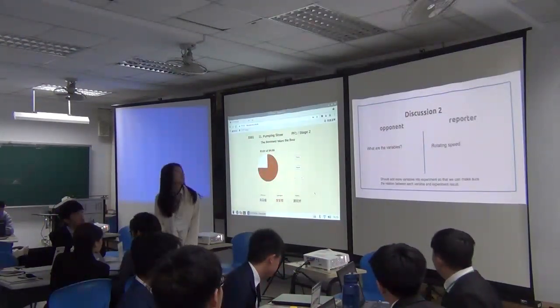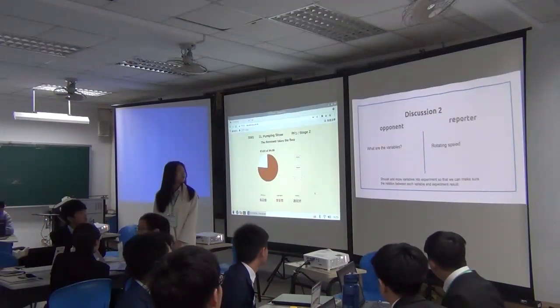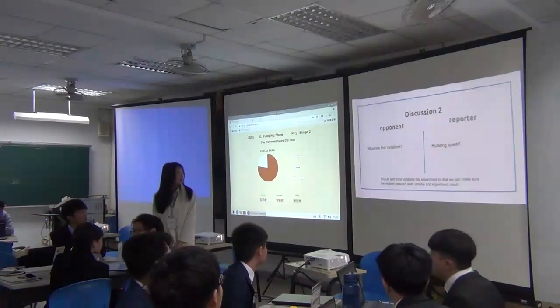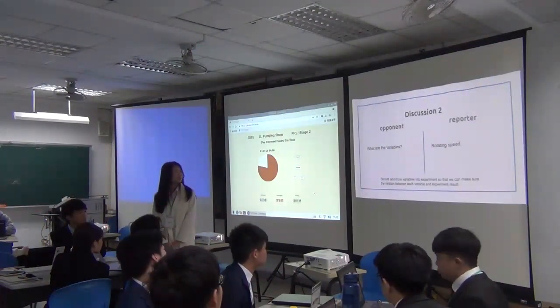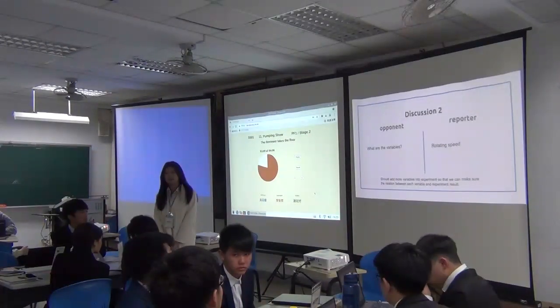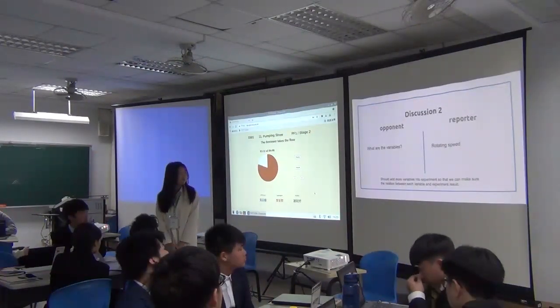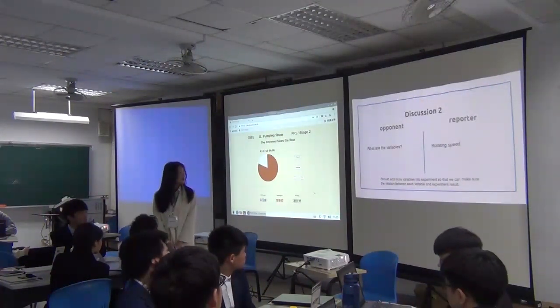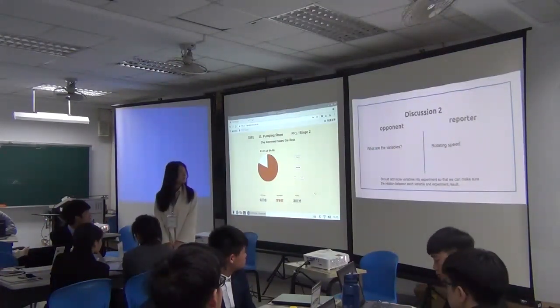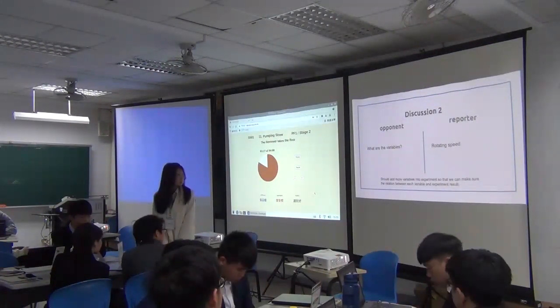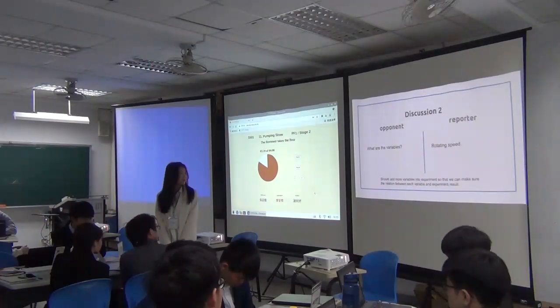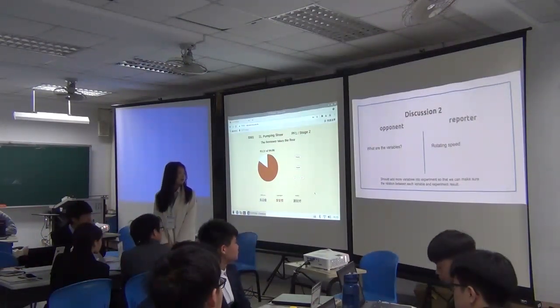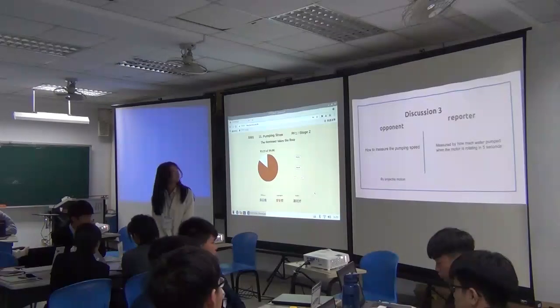And the second discussion is about what variables they think matter. And the reporter says that the rotating speed, which means that the rotating speed will affect their pumping speed. And we think that maybe they should add more variables into the experiment, so that we can make sure of the relation between each variable and the experiment results.